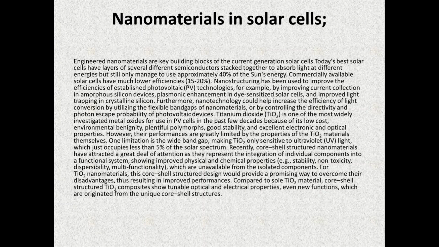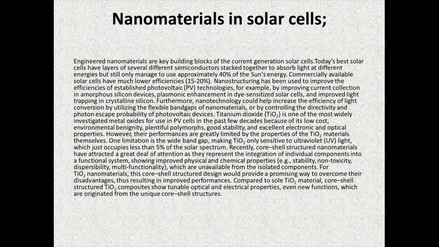Nanomaterials in solar cells. Engineered nanomaterials are key building blocks of the current generation of solar cells. Today's best solar cells have layers of several different semiconductors stacked together to absorb light at different energies, but still only manage to use approximately 40% of the sun's energy. Commercially available solar cells have much lower efficiencies.